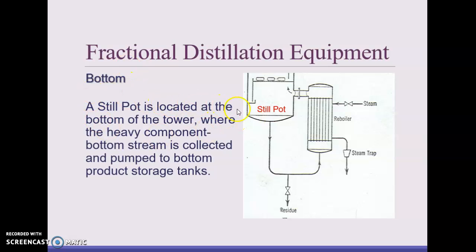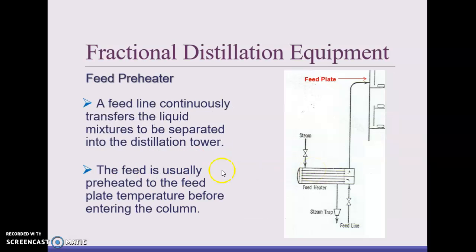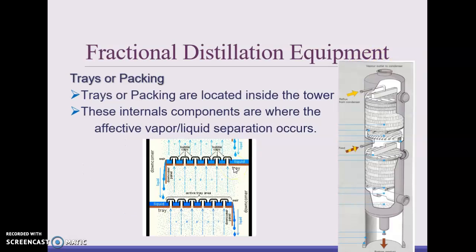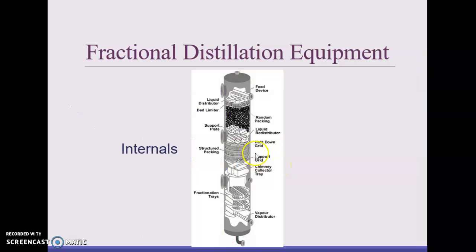Now the bottoms. The still pot is located at the bottom of the tower where the heavy component is collected and pumped to the bottom storage tank. Okay, so that just takes that off. And then the preheater, again, is an interesting, important piece. You heat the feed as it's entering the column. Then there's trays and packing. Trays or packing are located in the tower, and they're just different types of internals, and we'll go into more detail in next week's unit.